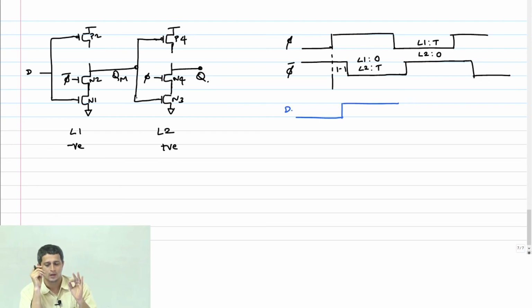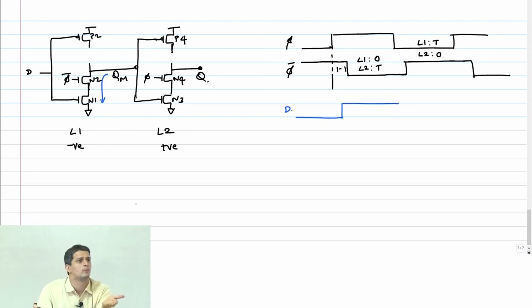Now, this is the difference that you have to be careful about from the previous analysis that we did on the non-sampling edge and the sampling edge. Remember, if D happens to go through, because there's a pull down path available, then if D goes to 1, QM will fall to 0.